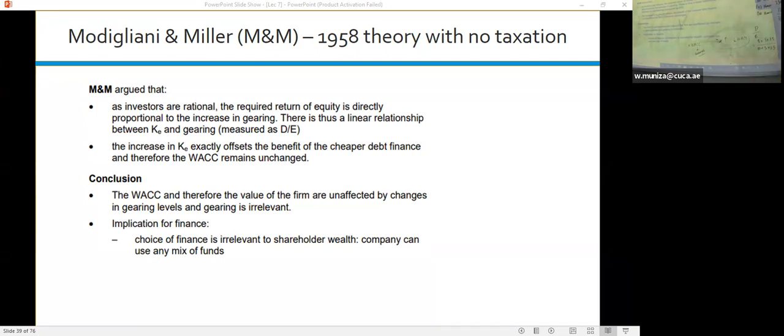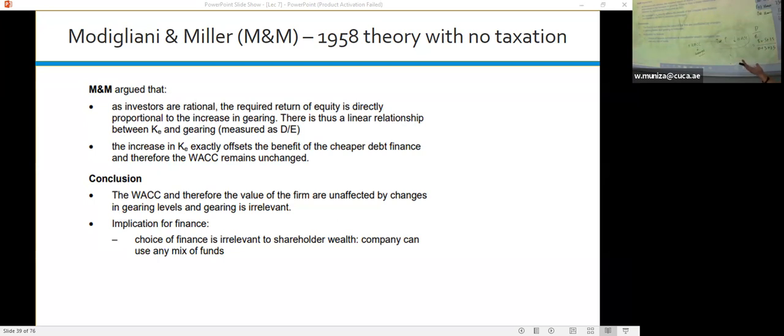And in the first point, they say the investors are rational. The required return of the equity is directly proportional to the increase in gearing. What does that mean? They don't want to share their profit. Sorry? They are rational in a way that they don't want to share their profit. Yes, so they are not ready to share their profits. So when the gearing is going to increase, yes, they will increase their returns. Is this what it means, Harshal?